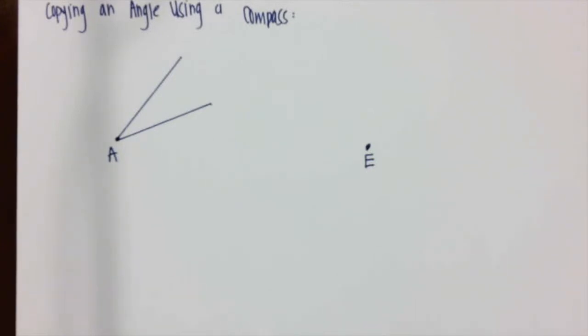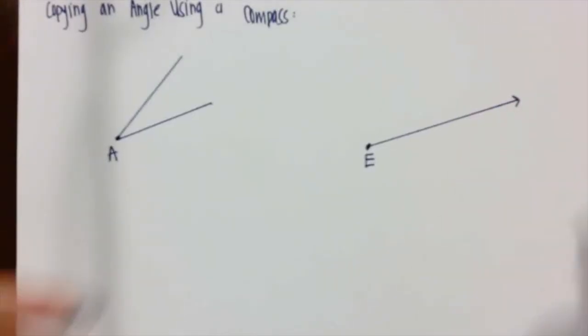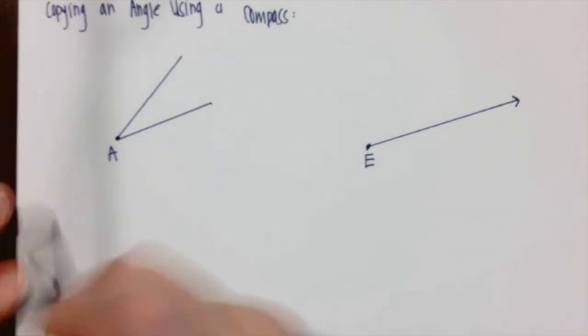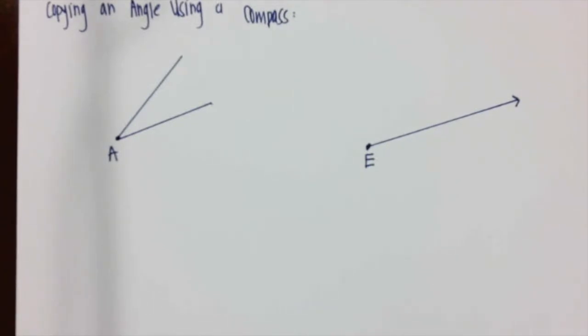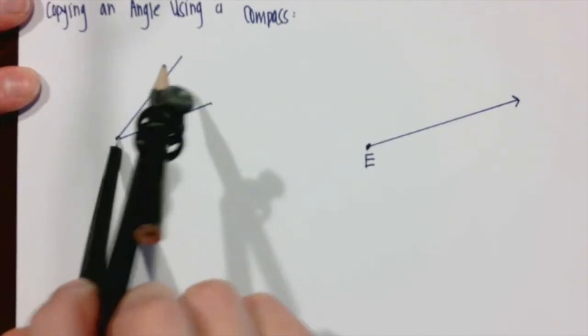Step number 2 says, from point E, draw a ray of any length. This will be one side of the constructed angle. So it doesn't matter where or how long it is, you are going to draw a ray of any length. The longer you make your ray, the easier it'll make the process, but you don't need to do a ginormous ray that's going to go off your paper. Okay, step 3, put the sharp point of the compass on vertex A. So I'm taking my pointy part, putting it right here on vertex A.